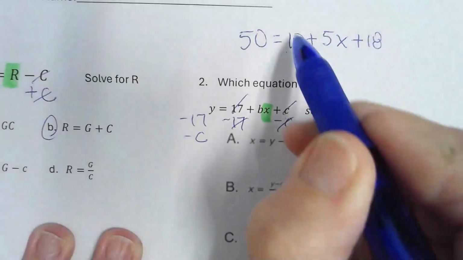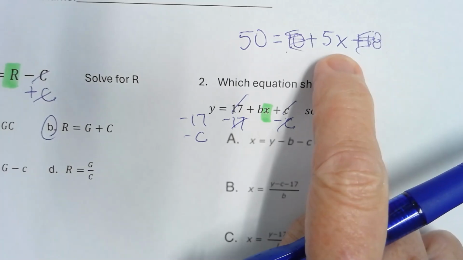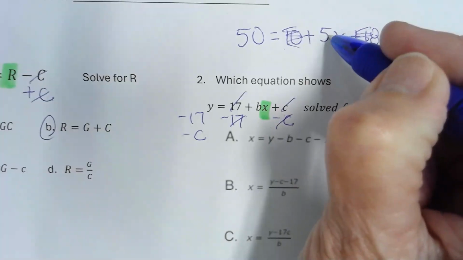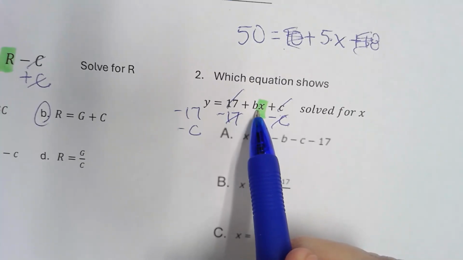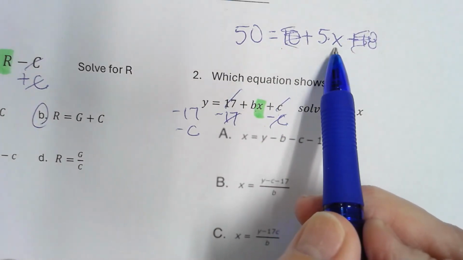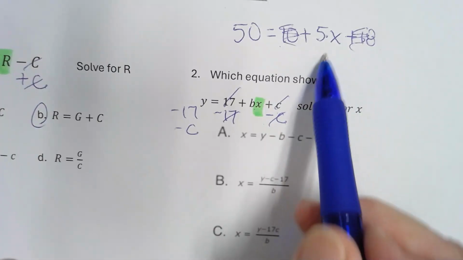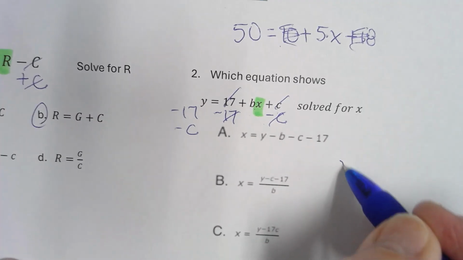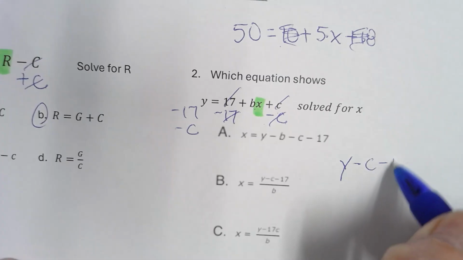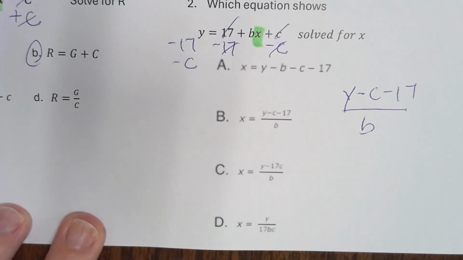And now, once these are gone, how would I get rid of the 5 here? I divide, because the 5 is multiplied. It's connected to the X by multiplication. So how do I get rid of the B here? Let me go back. Yeah, the 5 is separated from the X by multiplication. The B is separated from the X by multiplication. If I would divide by 5, then I'm going to divide by B. Okay? So what we have here is Y minus C minus 17, and then we end up dividing by B. So that would be answer B.